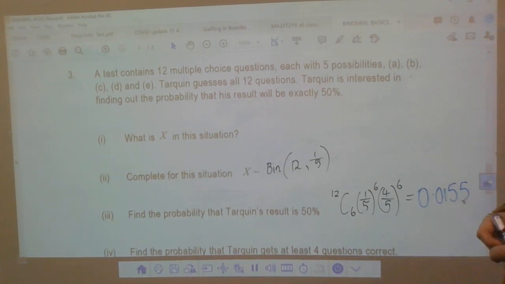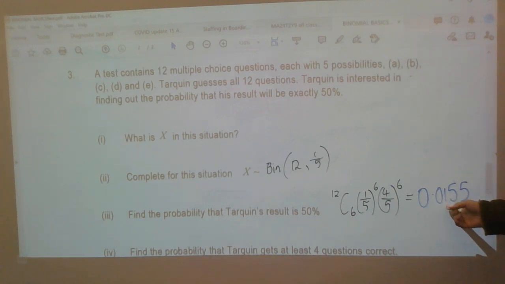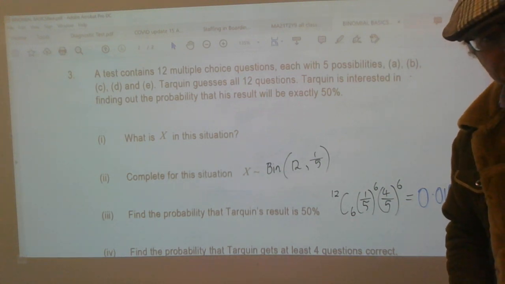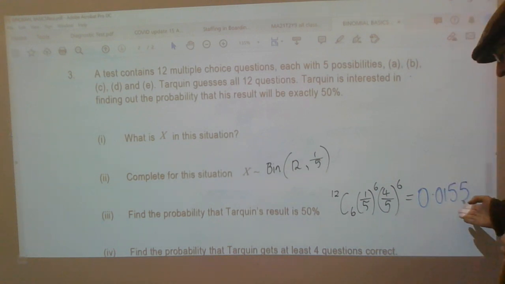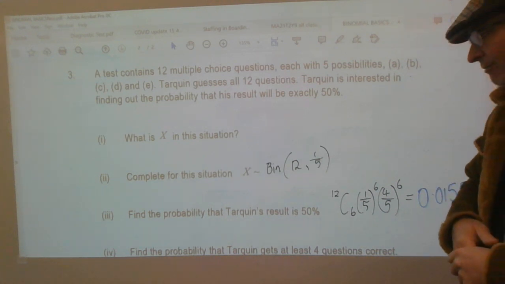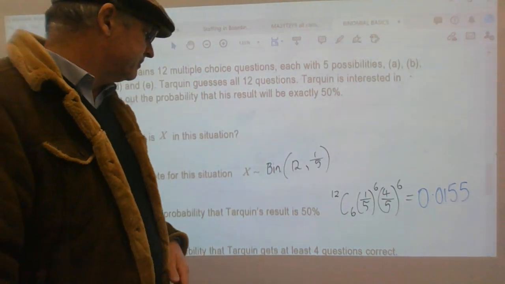So that's the chance that he'll get half of them right. Not even, well, it's about 1.5% chance if you convert that to a percentage. So it's not very high, as expected.